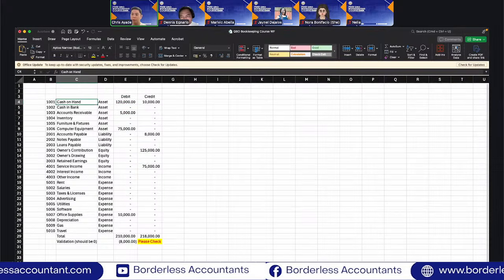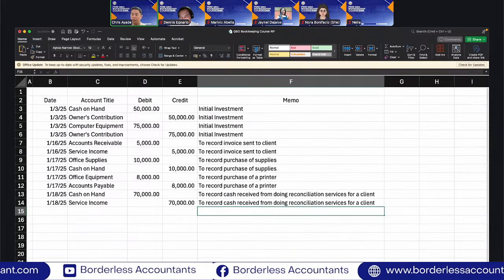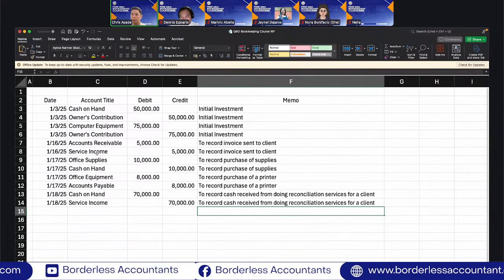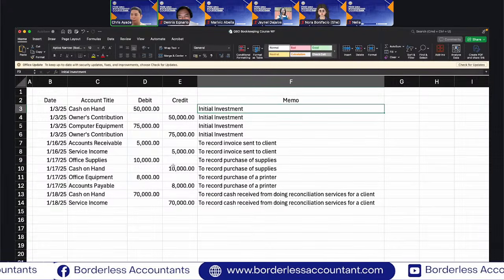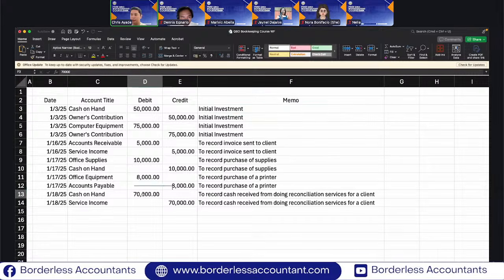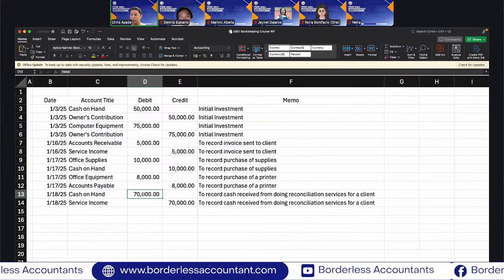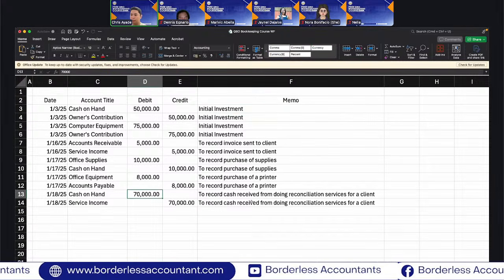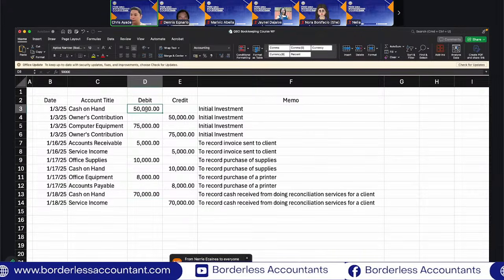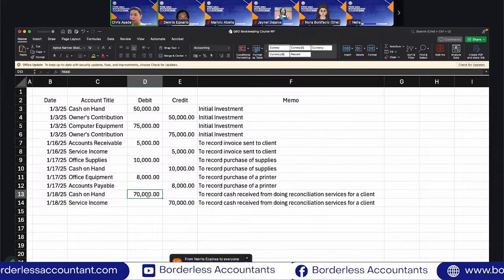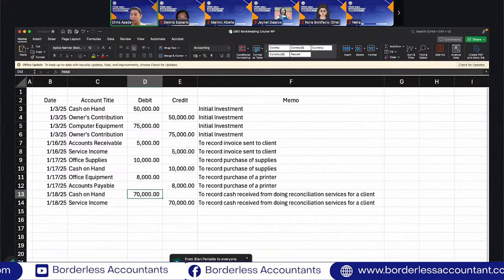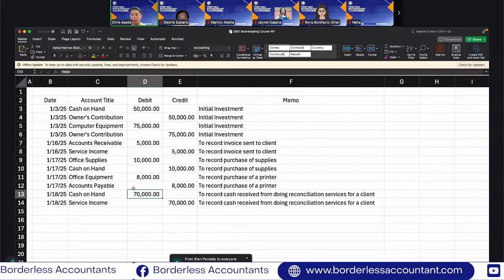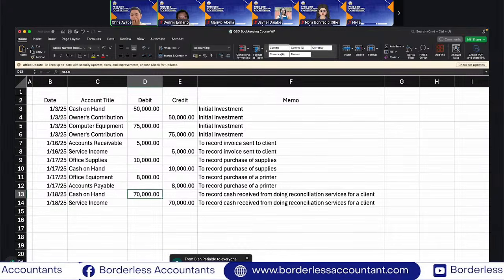So, titingnan mo yung ledger ng cash on hand. So, merong 50K na na-debit kasi may initial investment. Tapos, may 70K na na-receive because of the reconciliation services. So, 50 plus 70, dapat 120. Pero yung cash natin, 120. Tama, 120. Alright.